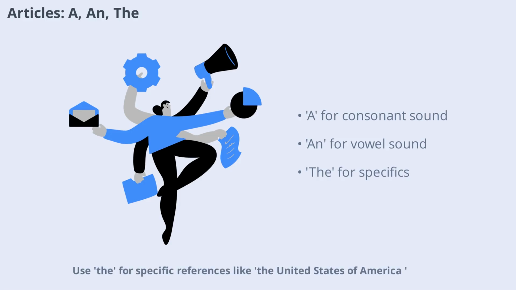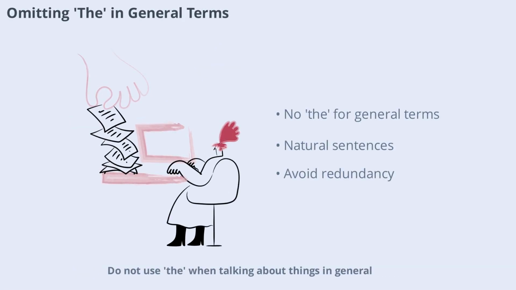Use 'the' for specific references like the United States of America. Do not use 'the' when talking about things in general, such as books are expensive or I love music. This rule helps keep your sentences natural and avoids unnecessary articles.